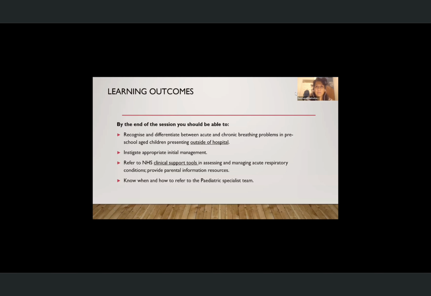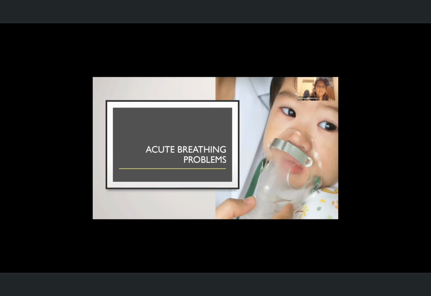And a little disclaimer for the participants outside of the UK, everything that I'm referring to in terms of protocols for treatment and prescribing are relevant to the NHS. So please refer to your own national guidelines where relevant. So we're going to dive straight into acute breathing problems first of all.